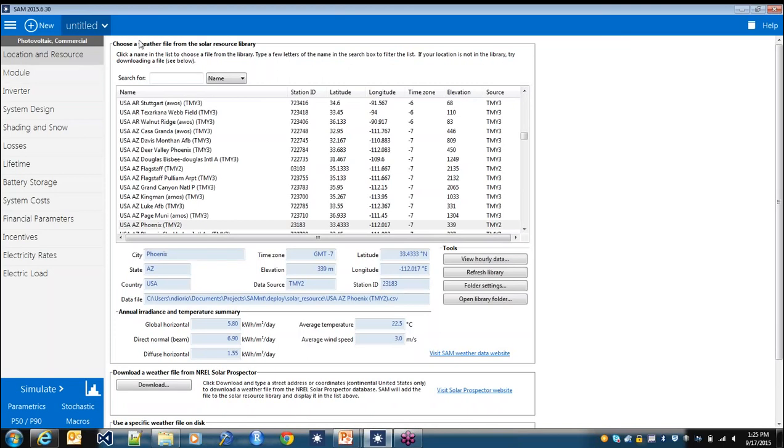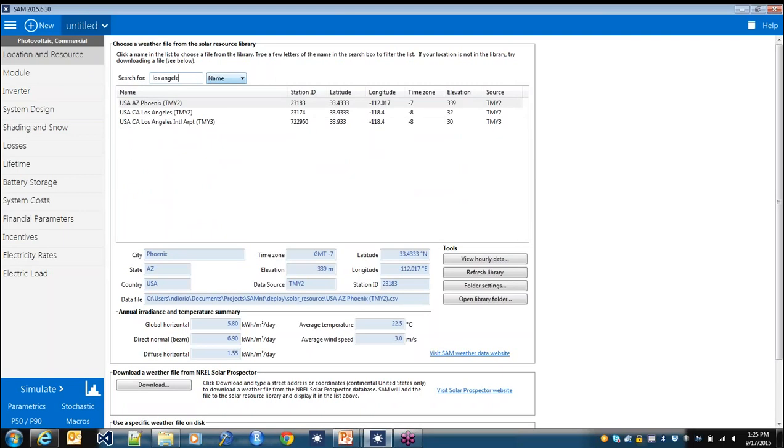So this brings up SAM here. On the left here we have various input pages that we'll need to populate with some information. We won't actually have to go through all of them in detail, fortunately, but just to get started. As I mentioned, we're interested in Los Angeles. So we'll use the SAM library, which has a bunch of weather resource files. We'll just select this Los Angeles TMY2 file.